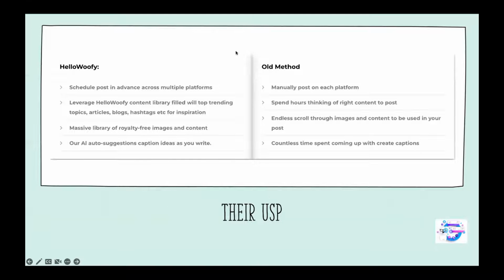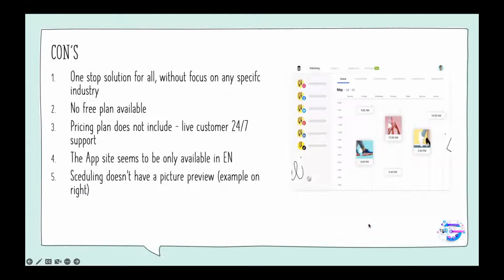Again, I just wanted to shout out their key USP, so you have it right and super clear in front of you. So what do they say? Schedule posts in advance across multiple platforms, leverage Hellowoofy content library filled with top trending topics, articles, blogs, hashtags, etc. for inspiration. Massive library of royalty-free images and content, our AI auto generation suggests caption ideas as you write. And then it's mentioning, of course, the other methods. This way it's telling you what you're saving on.